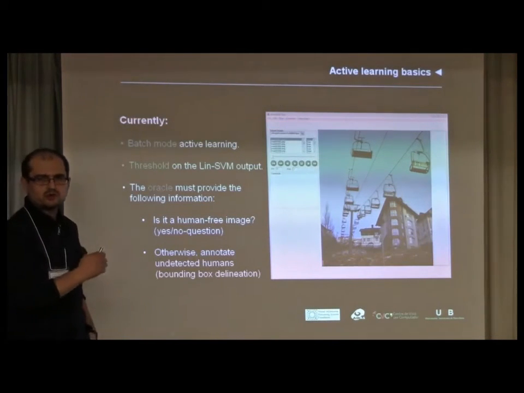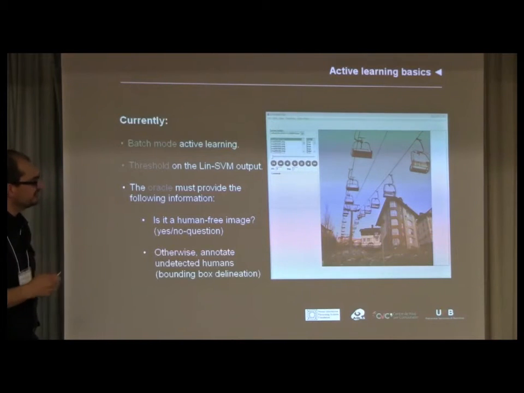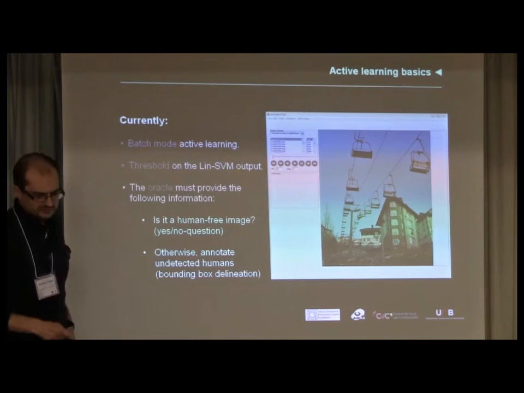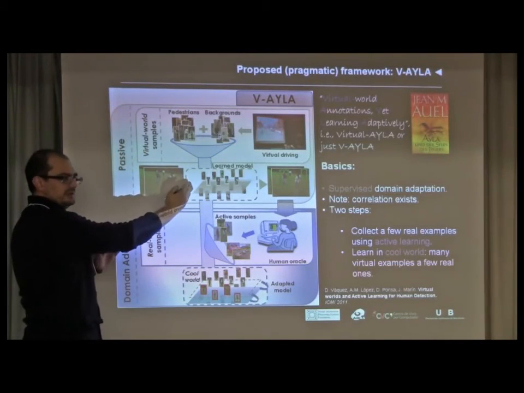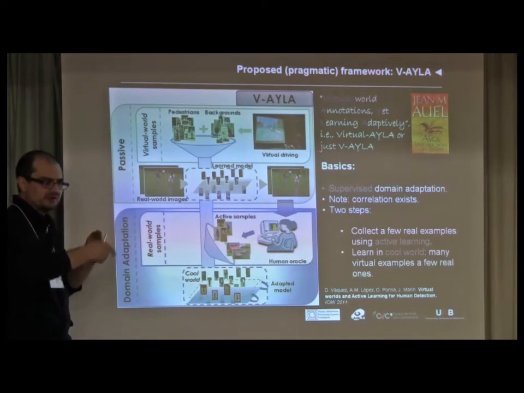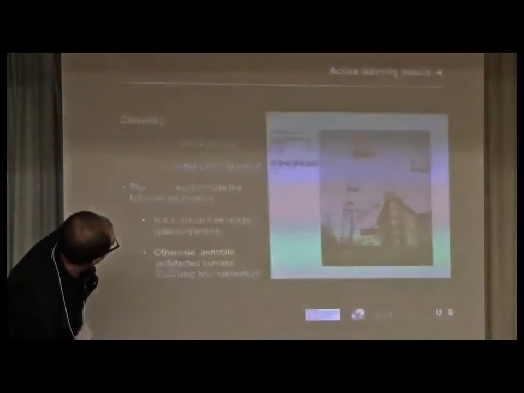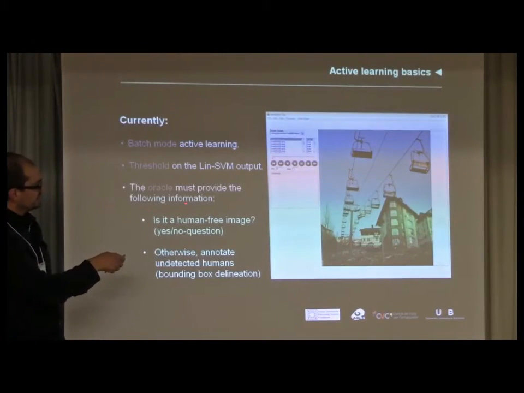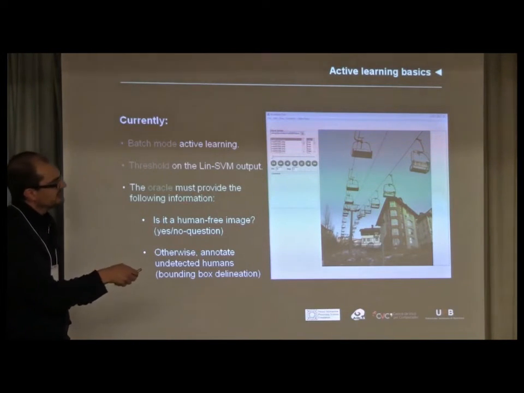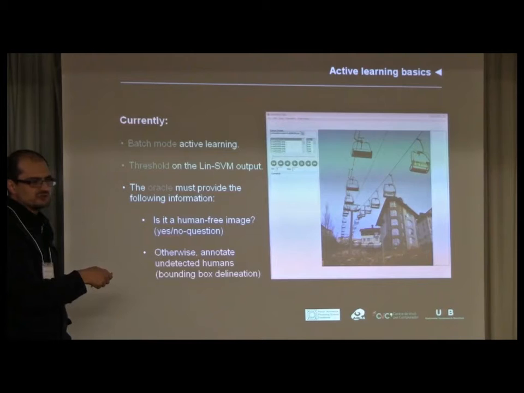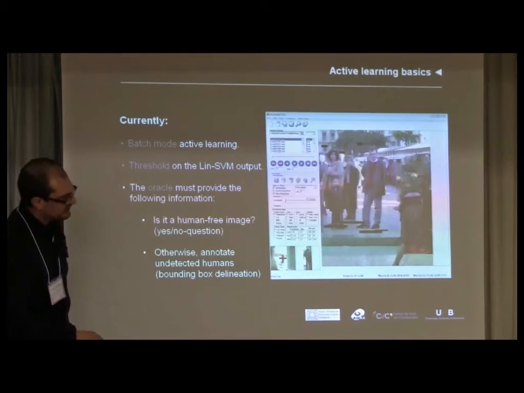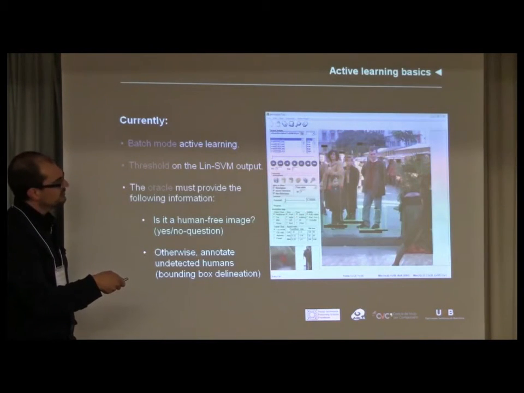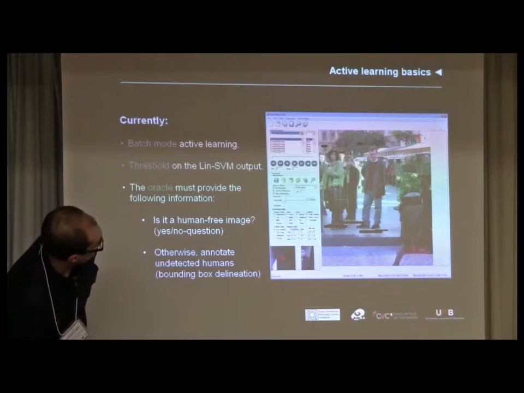So in this work, we focused more on how to collect the real data. Basically, we follow a batch mode active learning. That means that we process the whole sequence, not one image and retrain, one image and retrain. Here, what the oracle has to do, given an image, is just say if there are pedestrians or not, and if there are pedestrians and someone is missing, then you have to annotate them.